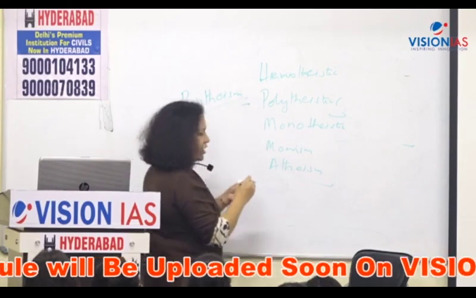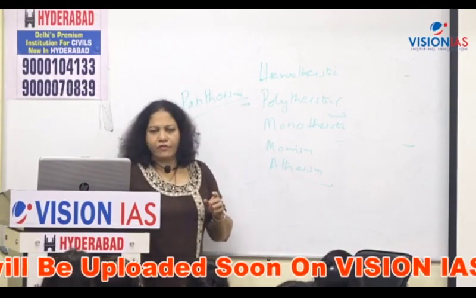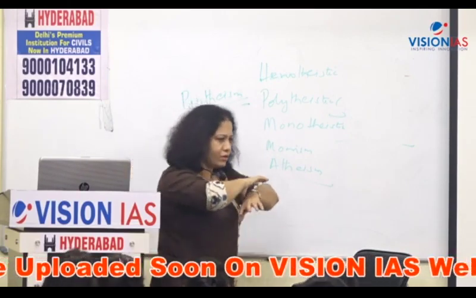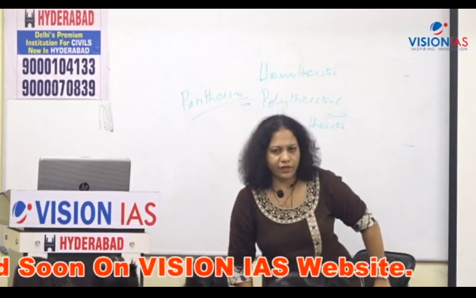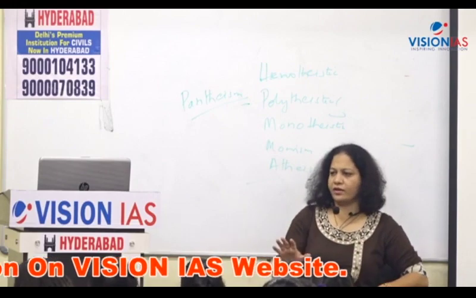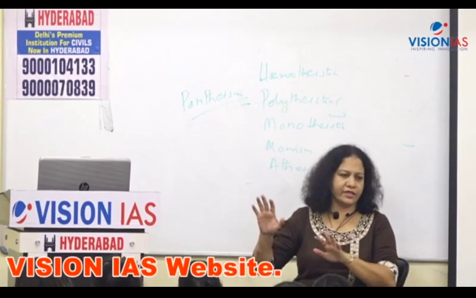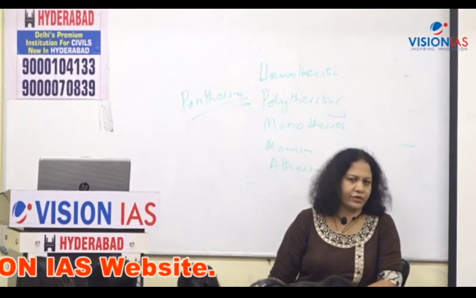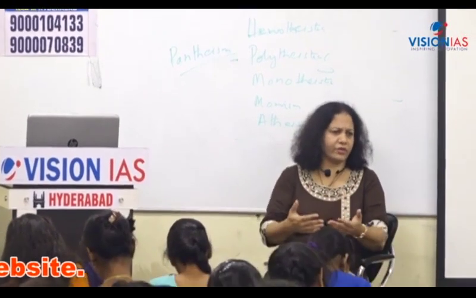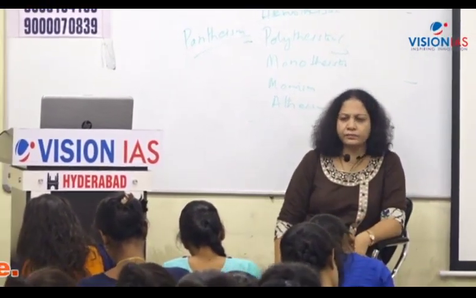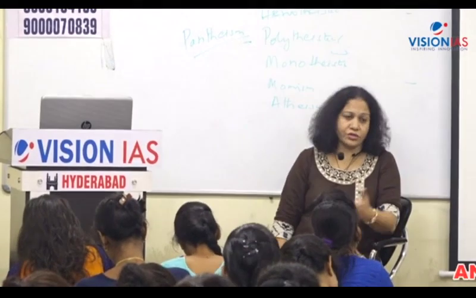Pantheism is that variant of polytheism where you are worshipping a good lot of gods. I repeat, henotheism is you worship one, but you believe in the existence of several others. You don't challenge them. You say, this is my God, that is your God. I have my own relation, you have your own relation. You don't challenge.